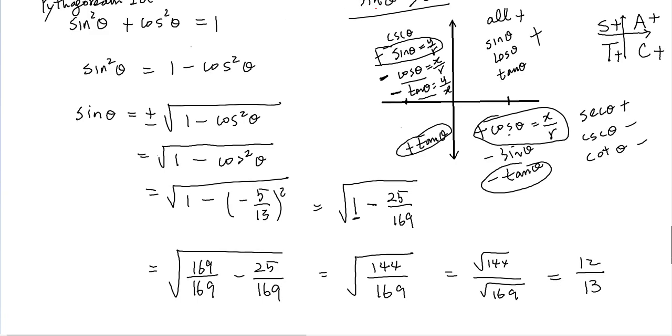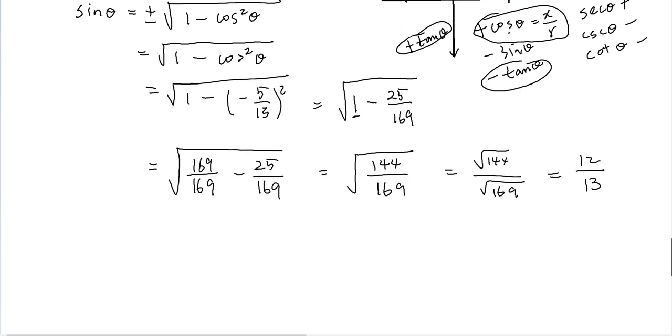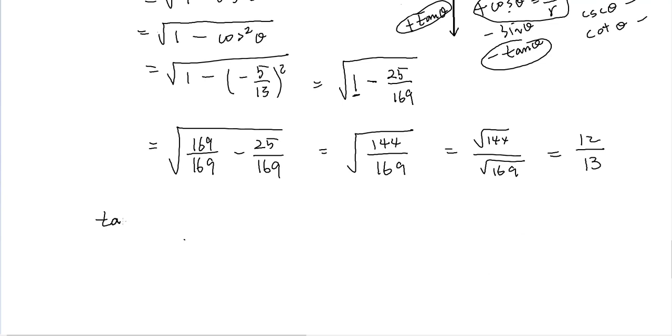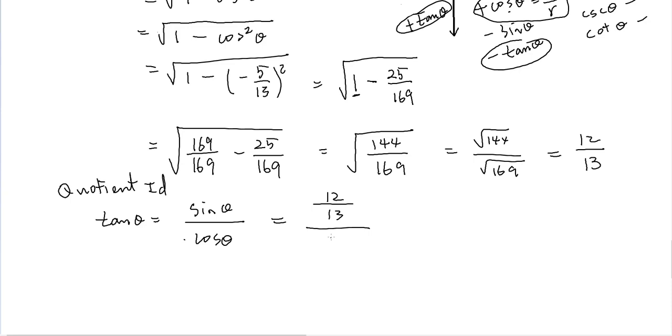Now, once we have sine and cosine theta, using the Pythagorean identity, now for tangent theta I'm using the quotient identity. The quotient identity says tangent theta is sine theta over cosine theta. Sine theta, we just found, is 12 over 13. And cosine theta was given to you as negative 5 over 13. Positive divided by negative should be negative. Now you can cancel 1 over 13, 1 over 13. What's left is 12 over 5, negative, and that's tangent theta.